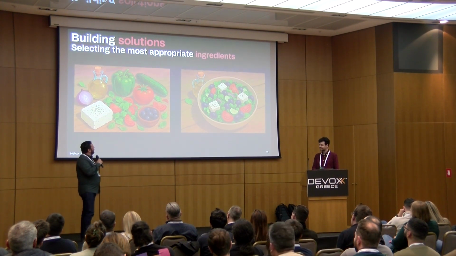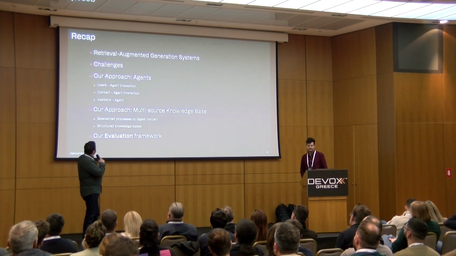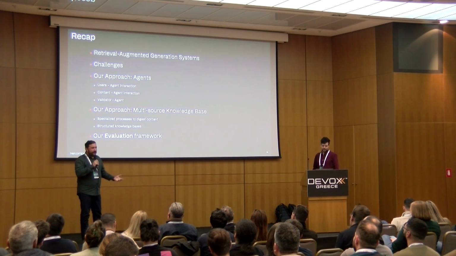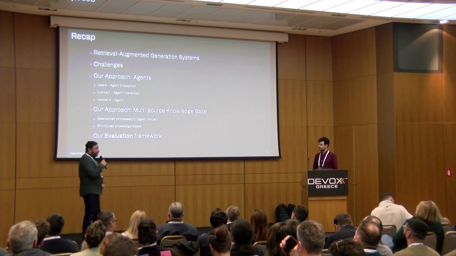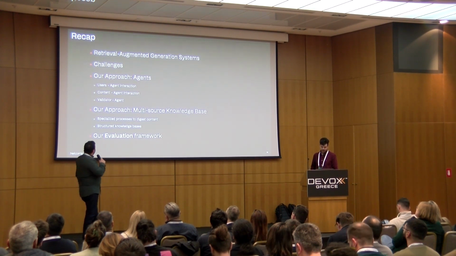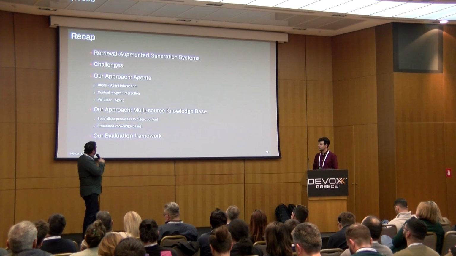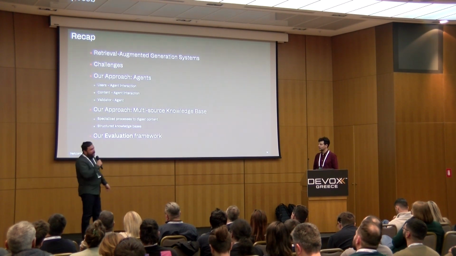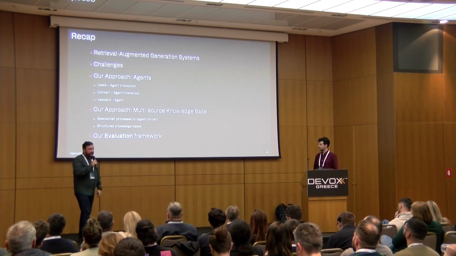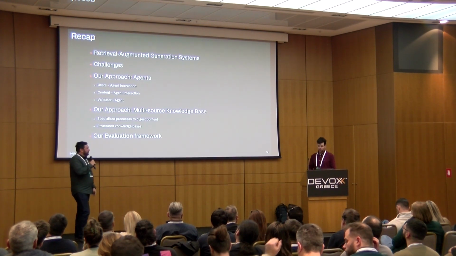So, to have a quick wrap-up, what we have seen: we have discussed what is a general, generic approach of a RAG system. We have seen some examples of the challenges that we face in real life. And we have presented to you how we can tackle this and what tools we use. The main thing we use is the agentic approach with the agents that we have identified, the multi-source knowledge base, and of course, the validation framework. That's all. Thank you.